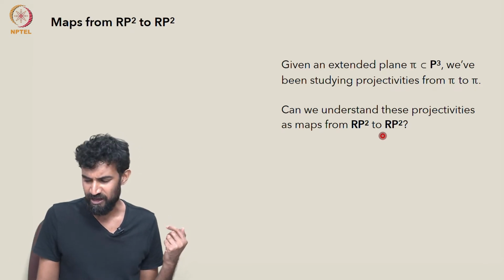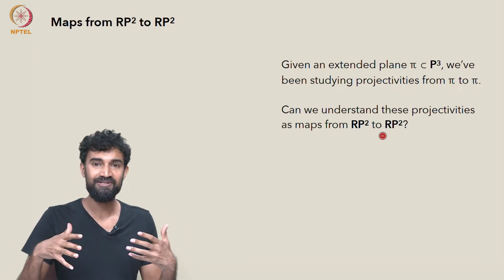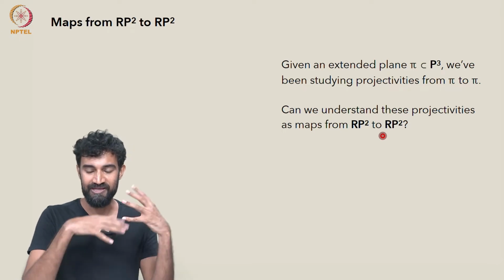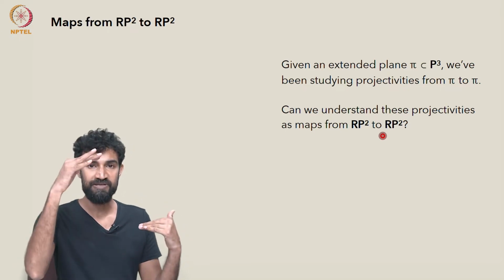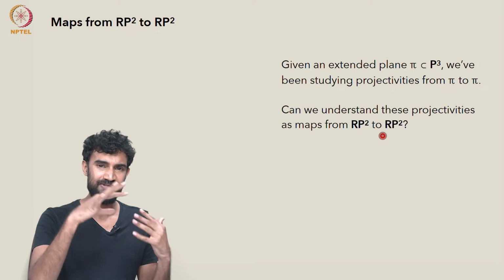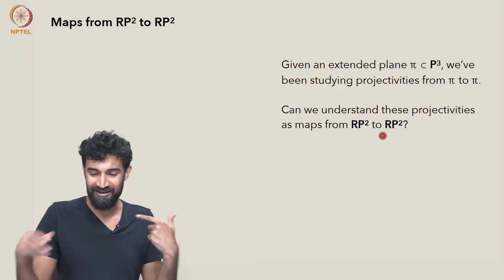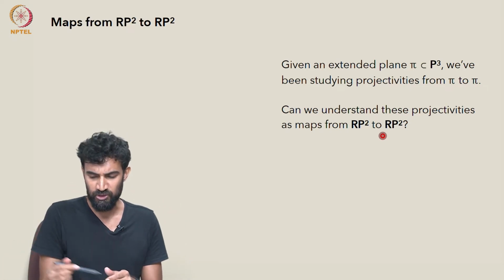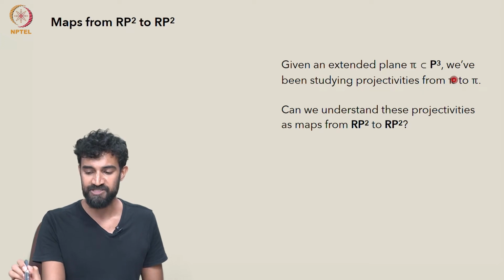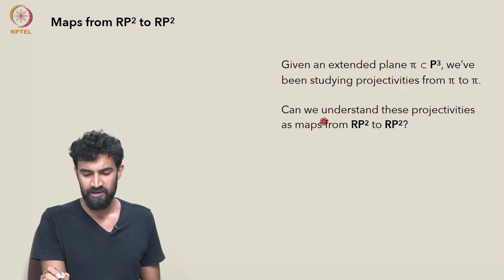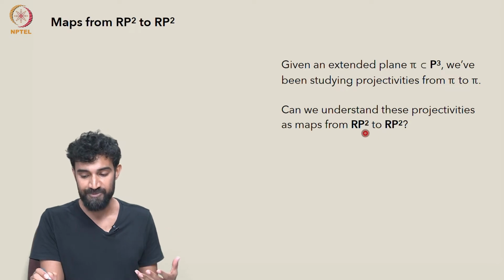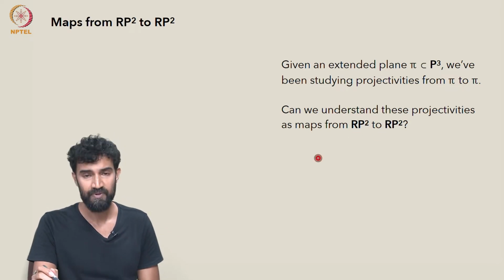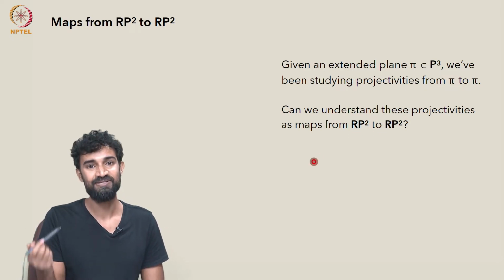We've upgraded our understanding of the extended plane to RP2 in some sense. RP2 is a new avatar of the extended plane. Earlier we had projectivities which mapped the extended plane to itself. Do we have some maps from RP2 to itself that can serve an analogous purpose?